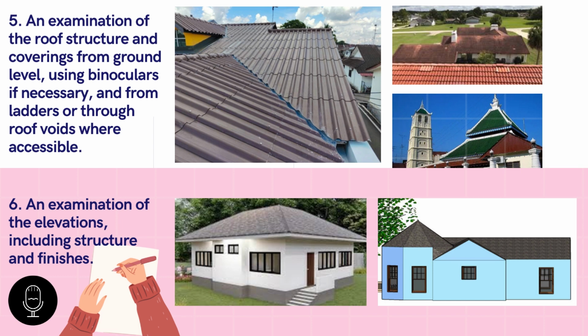Okay, number 6 is an examination of the elevations, including structure and finishes. Sketch all fracture lines, showing starting and finishing points and width at various points. Look for any marks or stains on the wall caused by leaking or overflowing gutters and downpipes. We can see what happened to rainwater disposal and also the eaves detail.